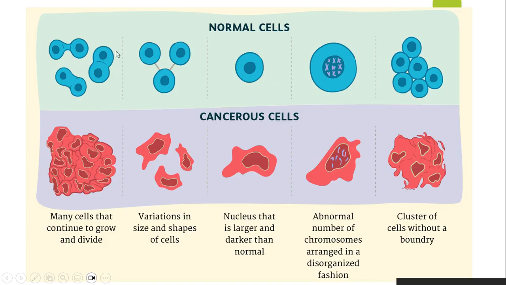Normal cells: this is the division of a normal cell, right? Many cells continue to grow and divide, with variations in the sizes and shapes of the cells. This is a cancerous cell, with a nucleus that is larger and darker than normal. As you can see, it has a presentation of a large nucleus, and an abnormal number of chromosomes arranged in a disorganized fashion, right? So something's wrong with the anaphase here, and the nucleus is too large. There's a cluster of cells without boundary. So there is no boundary here.